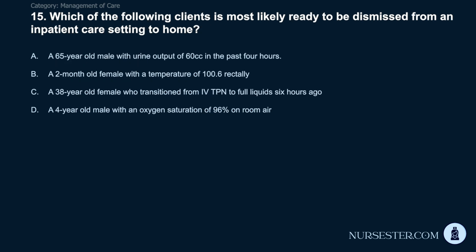15. Which of the following clients is most likely ready to be dismissed from an inpatient care setting to home? A. A 65-year-old male with urine output of 60 cubic centimeters in the past 4 hours. B. A 2-month-old female with a temperature of 100.6 rectally. C. A 38-year-old female who transitioned from TPN to full liquids 6 hours ago. D. A 4-year-old male with an oxygen saturation of 96% on room air. Correct answer: D.